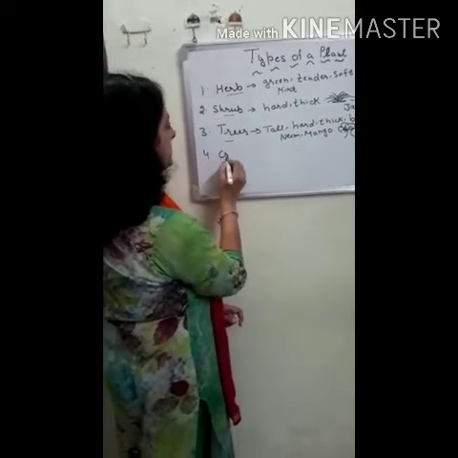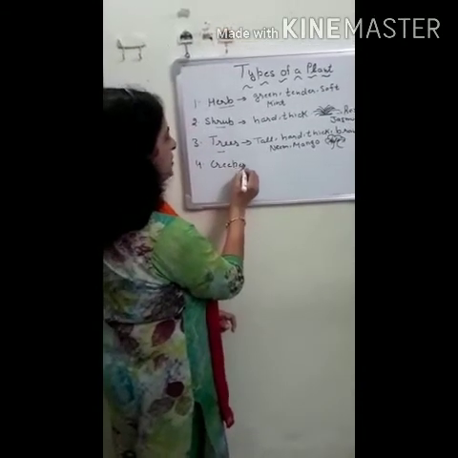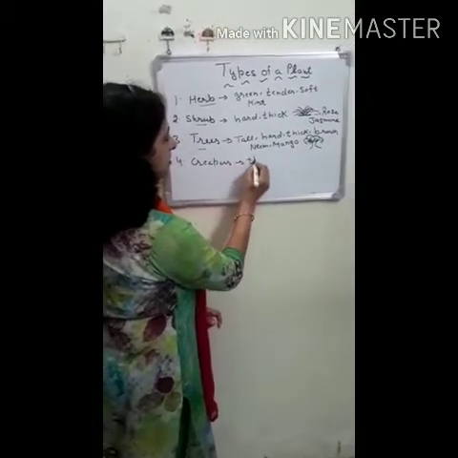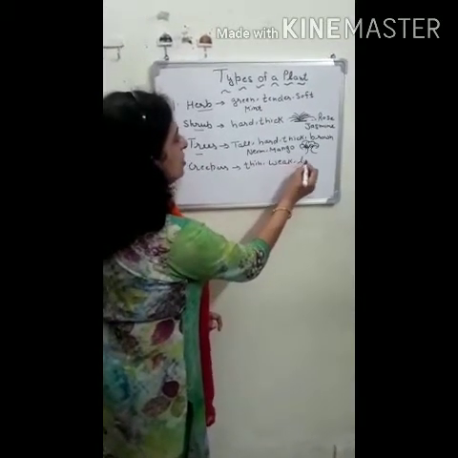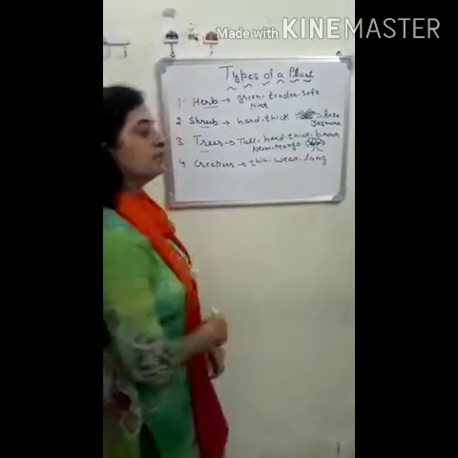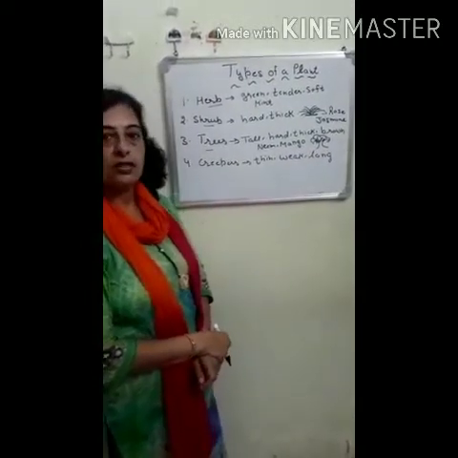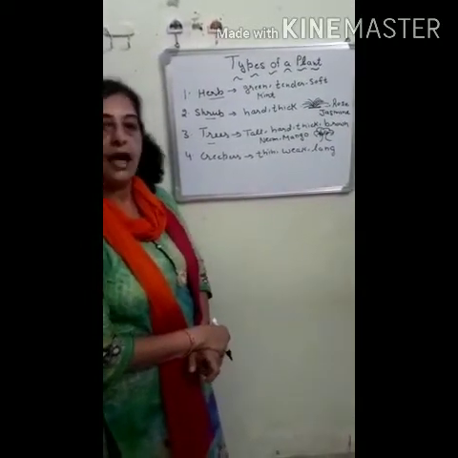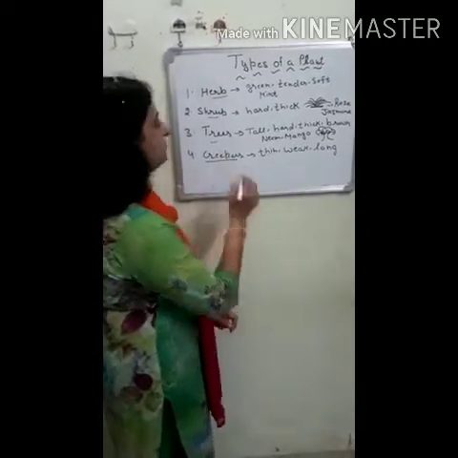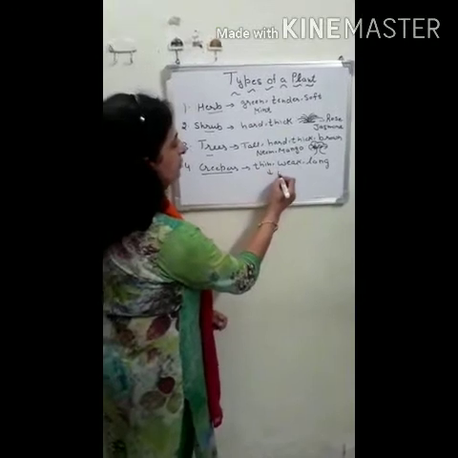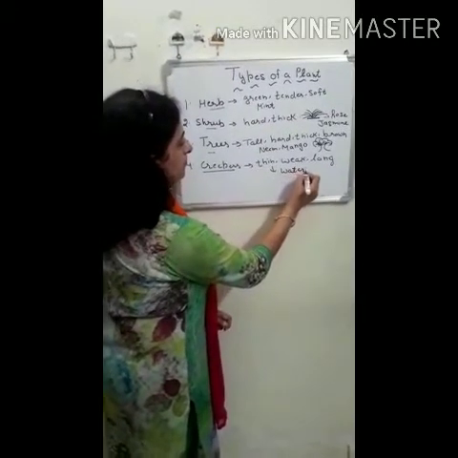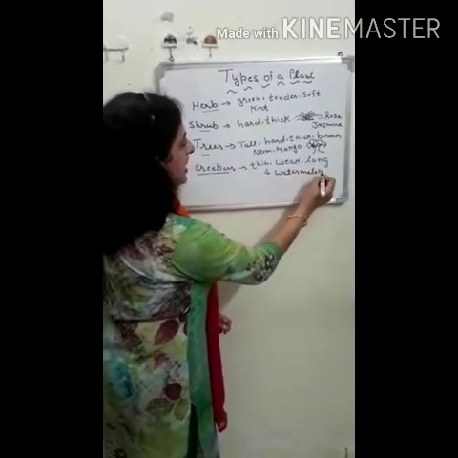Now a few plants have a thin, weak and long stem, and they can't stand upright. These types of plants are known as creepers, like watermelon and pumpkin.